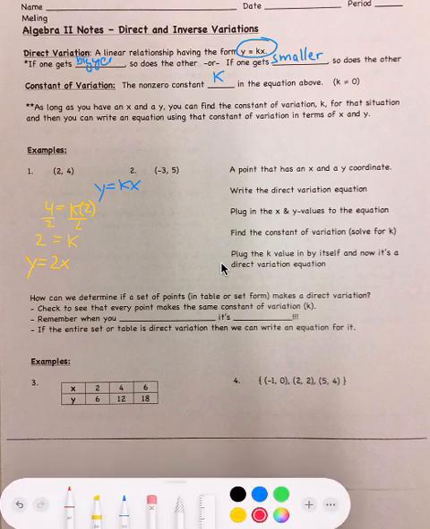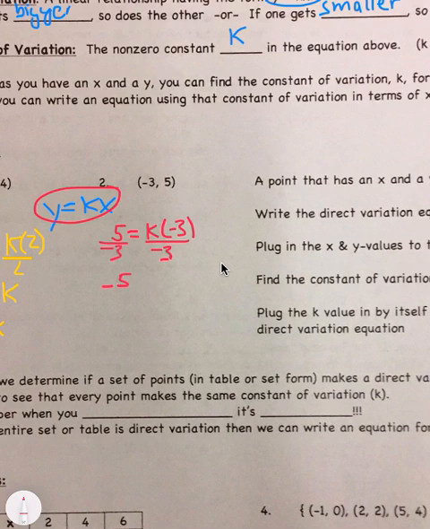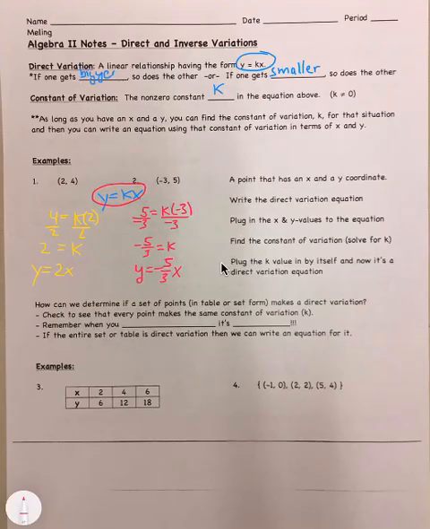That's for the equation on the left. For the equation on the right, that's negative 3, 5. We still use y equals kx, and we plug in our values. 5 equals k times negative 3. That means to solve for k, we have to divide both sides by negative 3. So k equals negative 5/3 in this case. So our equation is y equals negative 5/3 times x. So that's just very simple and easy direct variation.